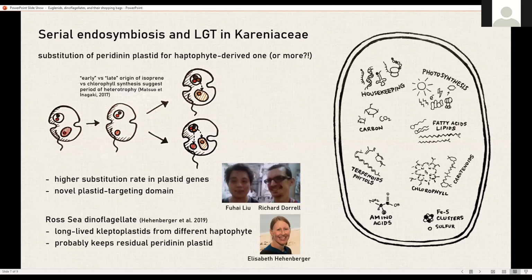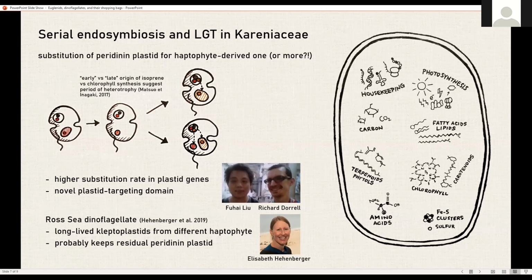My colleagues previously determined that the evolutionary rate of plastidial genes of Kareniaceae is elevated, and that they possess specific plastid targeting domains, which are different from the peridinin-like ones. And there is also one interesting recently described Kareniacean, the Rossi dinoflagellate, which has kleptoplastids, which it obtains from a different haptophyte than the one which is the donor for Karenia and other type members. And these kleptoplastids are retained for an unusually long time. So even with the relatively few studied species, the situation in Kareniaceae looks already quite complex and interesting.